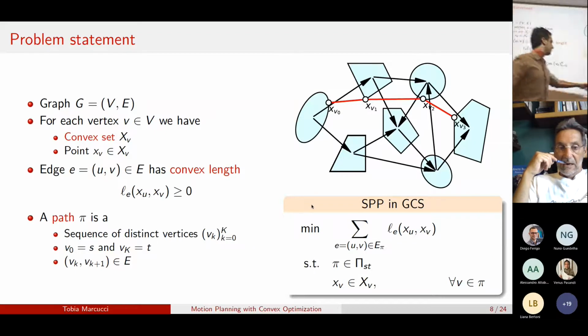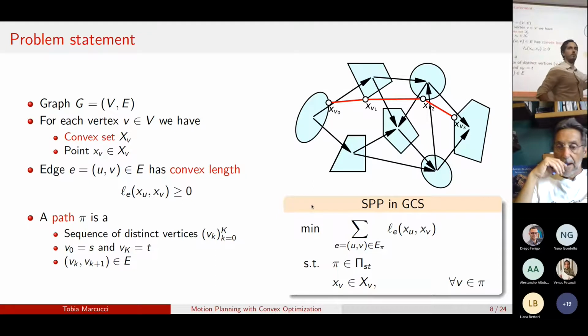So we have this mix of discrete, because we are looking for a path, and continuous, because we are optimizing continuous decision variables along the way. Sorry, so yes, the decision variables are pi and x. Then I will formulate it as a more tractable optimization problem, but here we are looking for a path, and along the path we want also to optimize the positioning of the vertices.